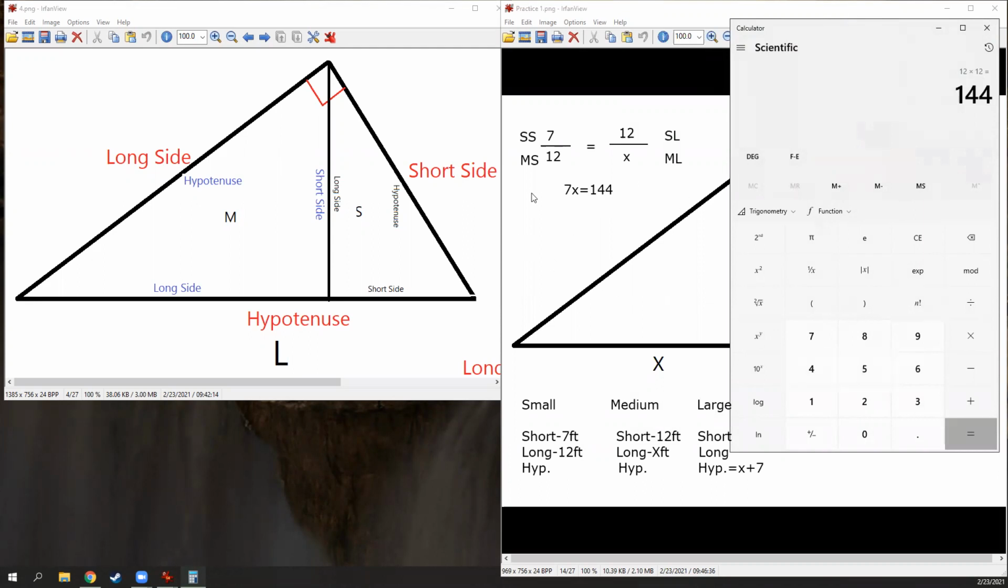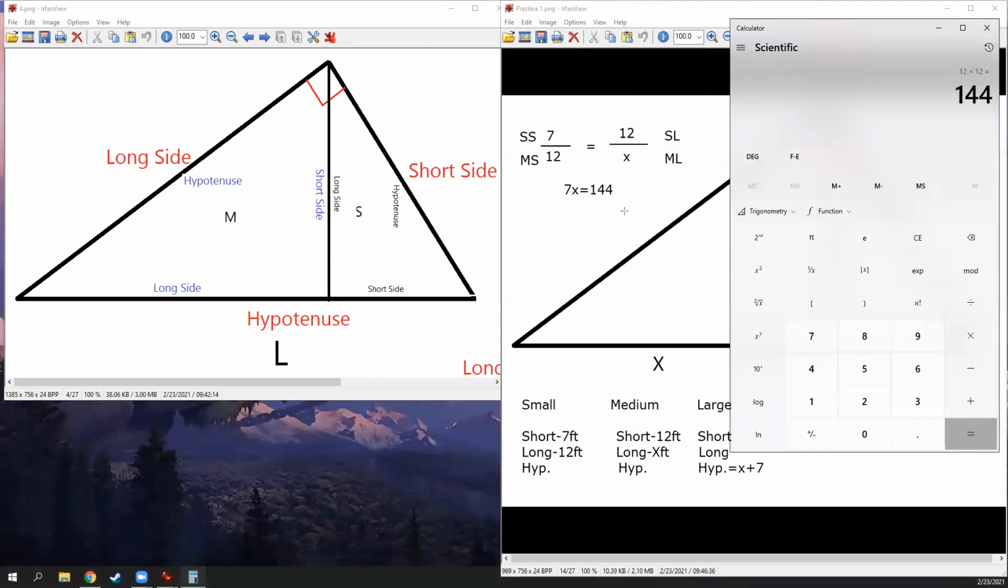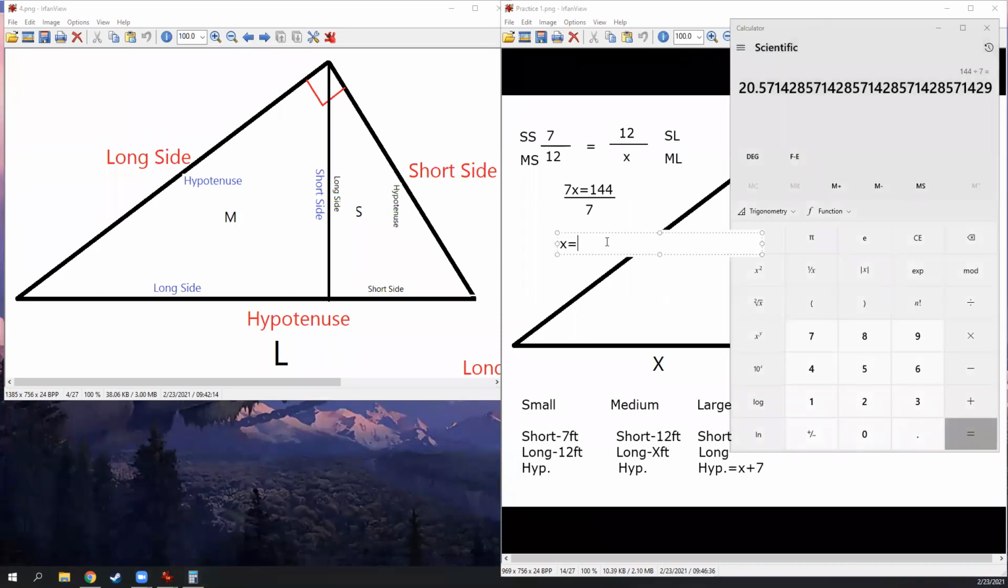And then we've got 7x. 7x equals 144. So you're going to divide both sides by 7, or what's attached to the x. And that's going to give you what x equals. So 144 divided by 7. Cool. Unfortunately, you're going to get a lot of decimals with this because right triangles rarely like to cooperate. But there you go.